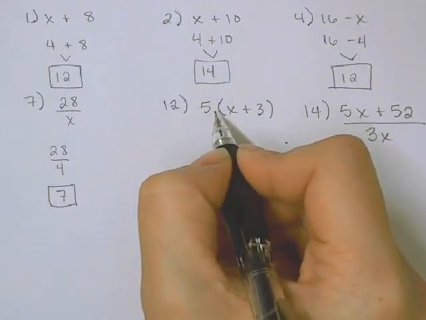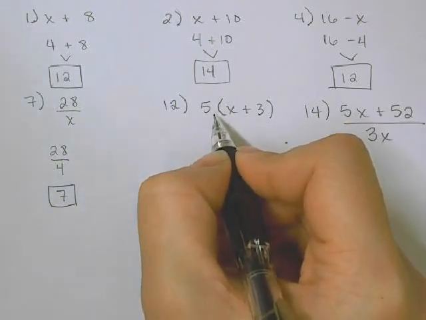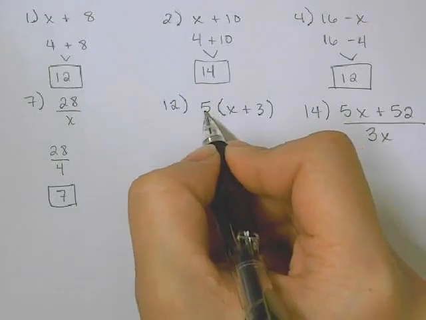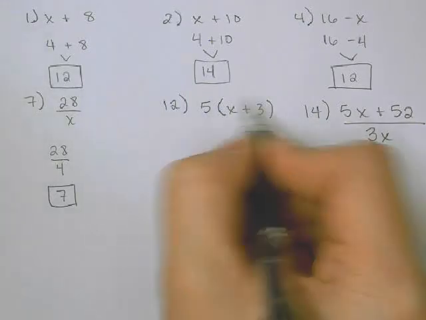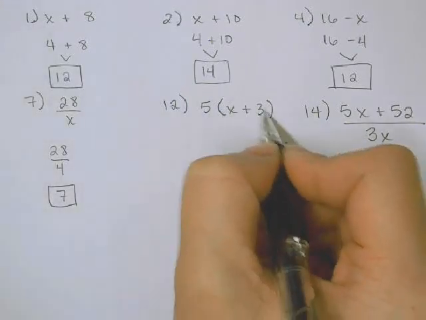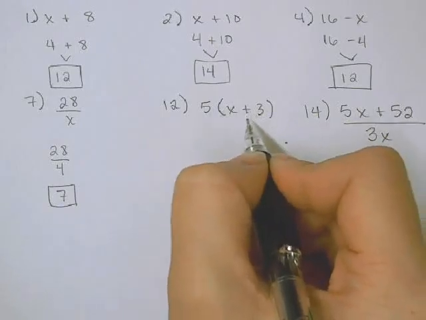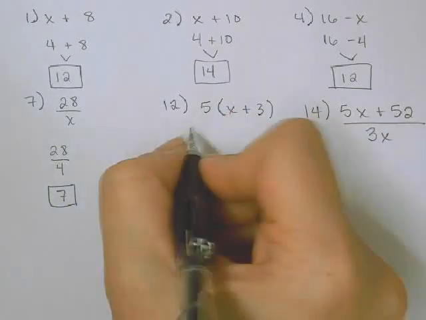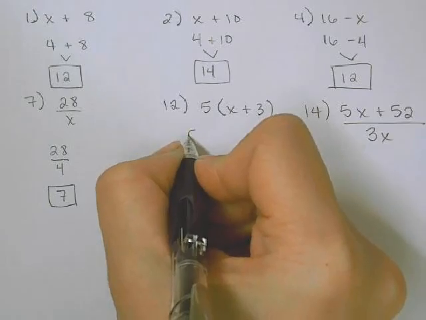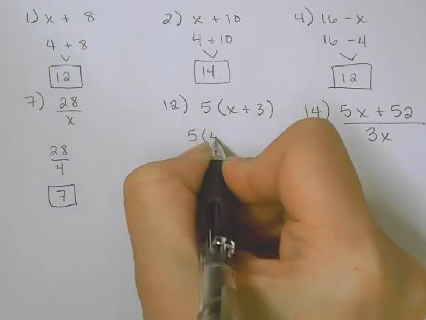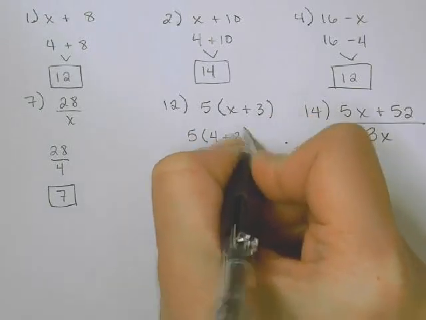On number 12, for those of you who don't know, if we have a 5 outside of the parentheses and there's nothing in between, no plus or minus, that means that we are multiplying 5 by everything in the parentheses. And we're not going to be distributing yet. We're actually just setting that 4 right in for x. So we're going to have 5 times 4 plus 3.